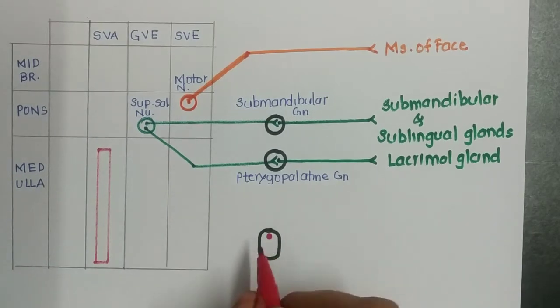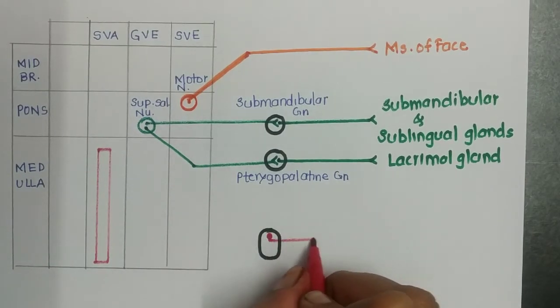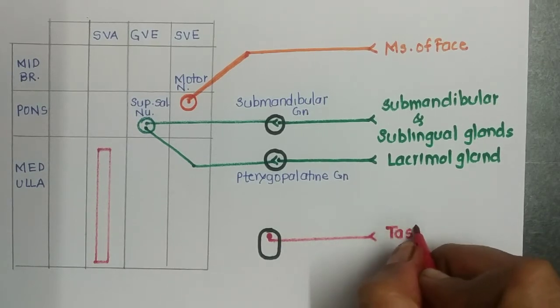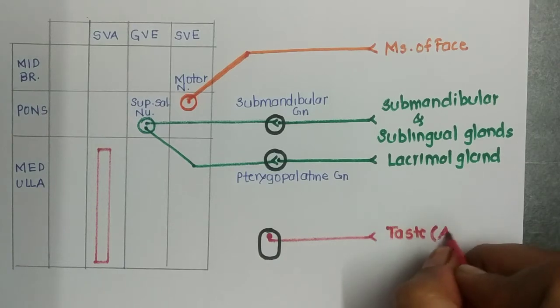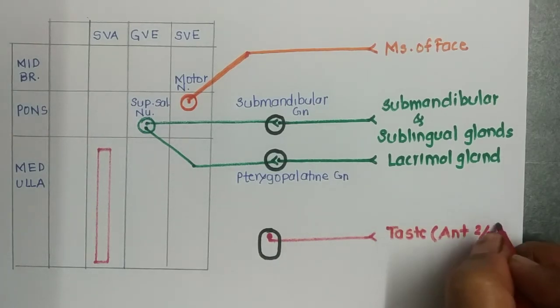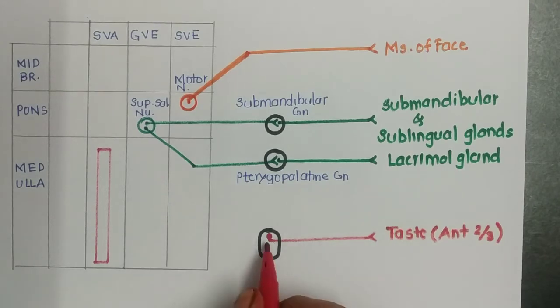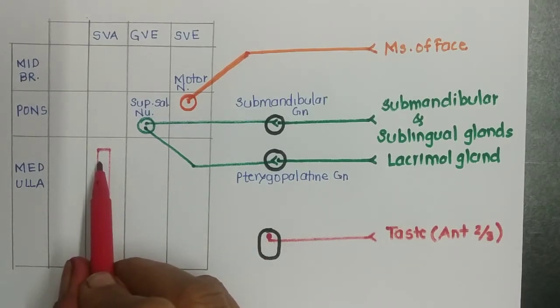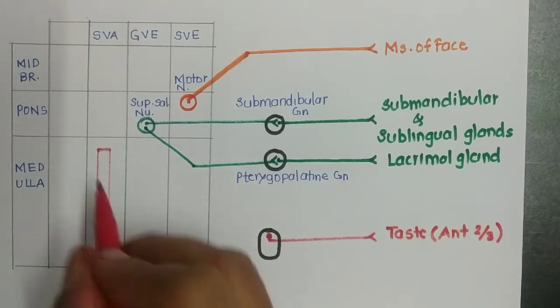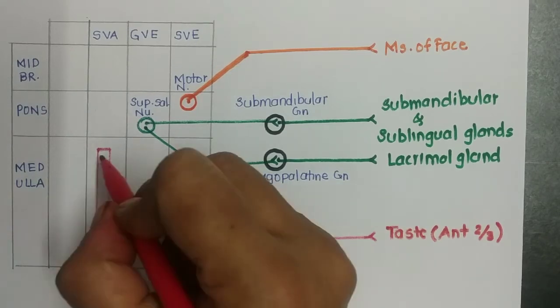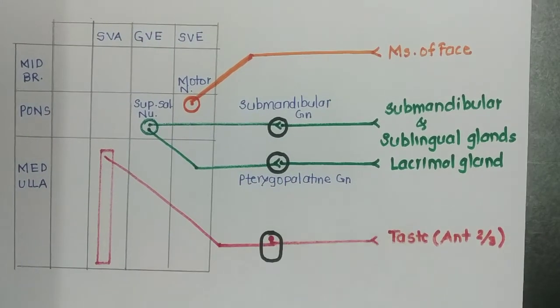Now the peripheral process of these cell bodies is responsible for carrying the taste sensation from the taste buds from anterior 2/3 of the tongue. So they are responsible for carrying the taste sensation from anterior 2/3 of the tongue, whereas the central process of this carries this sensation to upper part of the nucleus of Tractus solitarius. So the sensations are carried further to the upper part of the nucleus of Tractus solitarius.